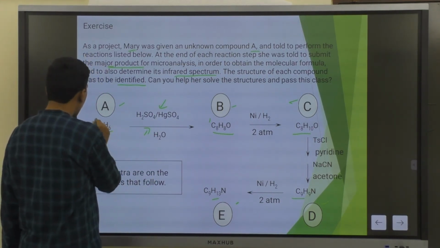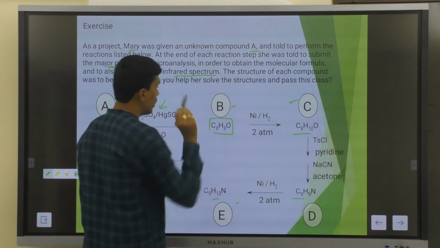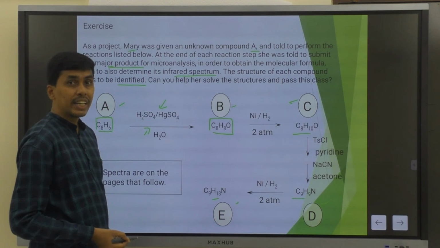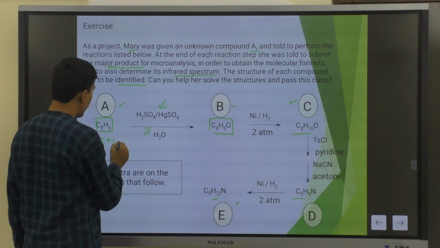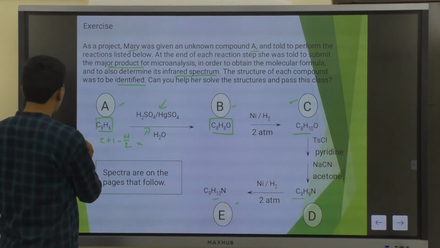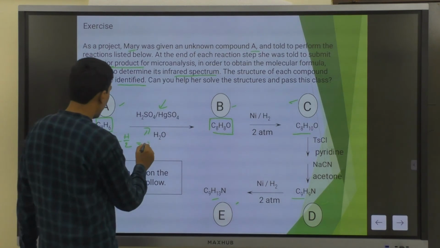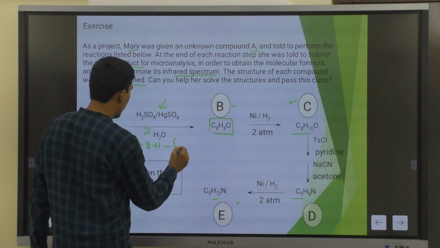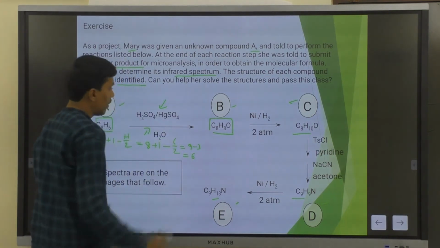We see C8H6 converted into C8H8O. All of you know the DBE calculation, double bond equivalence. So for C8H6, what is the formula for this compound? DBE is C + 1 - H/2. C is 8, so 8 + 1 - 6/2, so 9 - 3 is equal to 6.